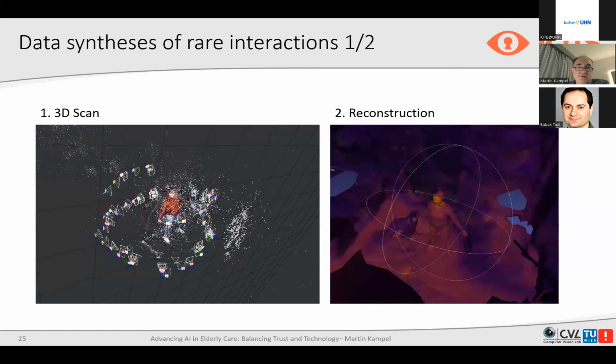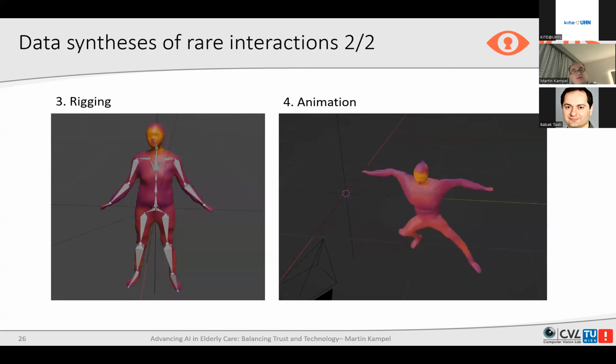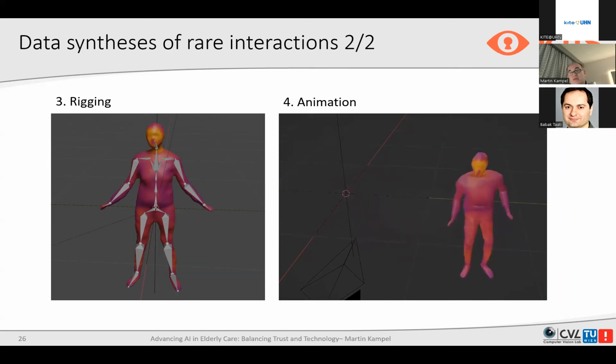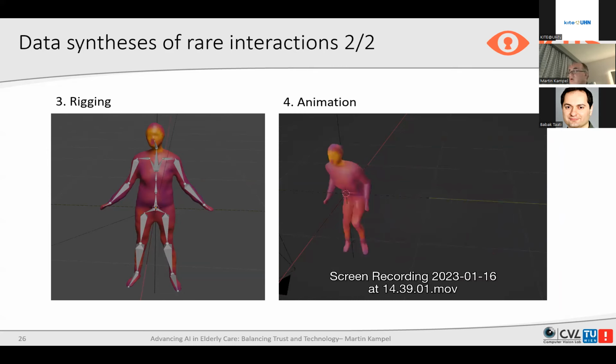From this, it's a short way to data synthesis of rare interactions. So we use 3D scans, reconstruct them, and rig them, and also animate them. So that also makes much more accurate training data possible. Basically, we rely on real acquired data, and just in specific situations, we refer to synthetic data. We believe that you learn most of the things from real situations.